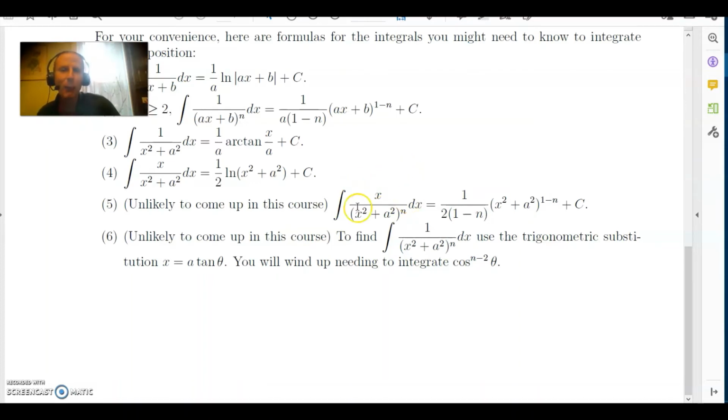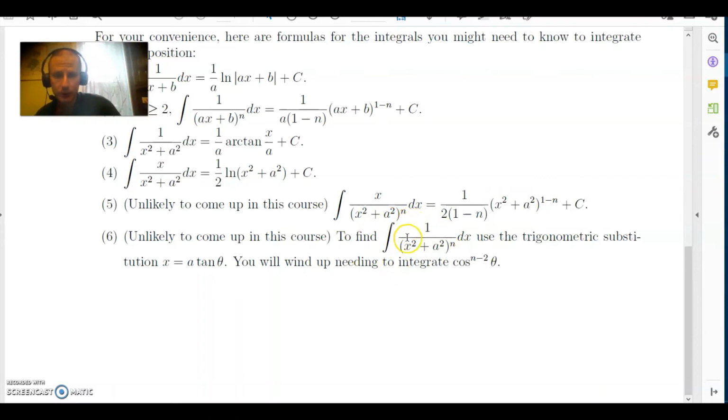So what we do if you have the integral of x over the quantity x squared plus a squared to the n, and here n is bigger than or equal to 2, that's just going to be 1 over 2 times (1 minus n) times (x squared plus a squared) to the 1 minus n plus c. Here you let u be x squared plus a squared, and the x gets slurped into du, and you wind up with a constant times 1 over u to the n.